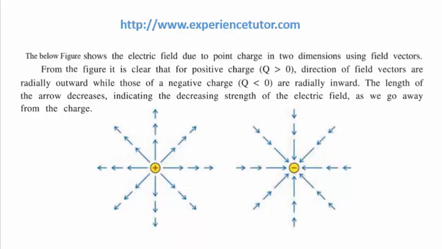The below figure shows the electric field due to the point charge in two dimensions using field vectors. From the figure, it is clear that for positive charge q greater than 0, direction of field vectors are radially outward, while those of negative charge q less than 0 are radially inward. The length of the arrow decreases, indicating the decreasing strength of the electric field as we go away from the charge.